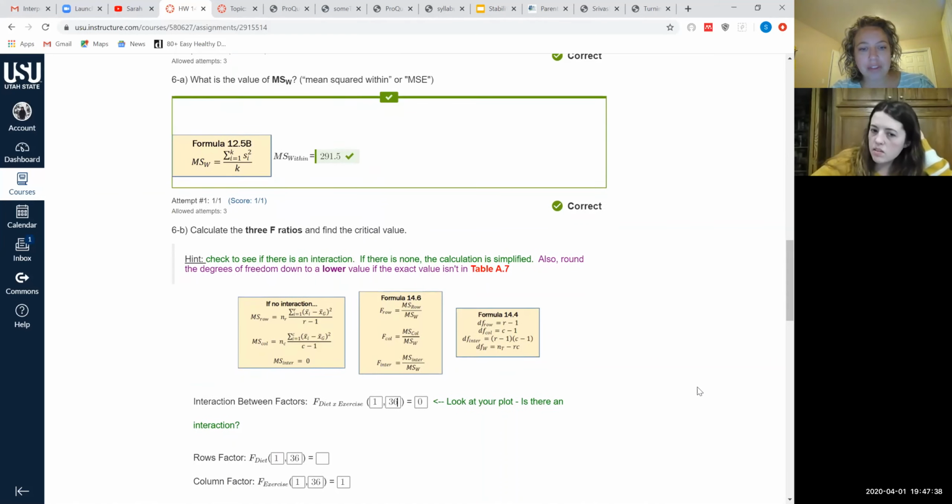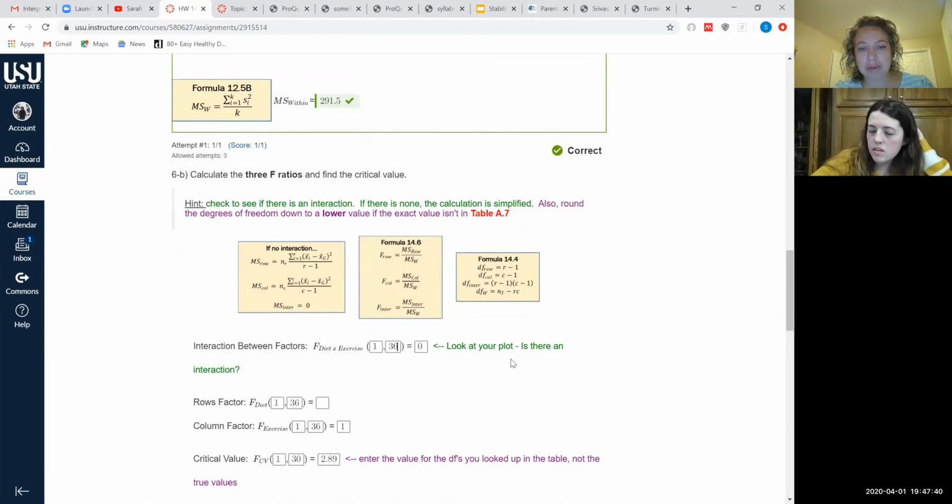The very first one said to look at the interaction in your plot to determine if there's an interaction. You have done that correctly. If you look at your plot that you made, the lines are perfectly parallel. Doesn't happen in real life, but it did on this made up problem. So that is correct. The mean squared for the interaction is actually 0. So that's perfect on that one.